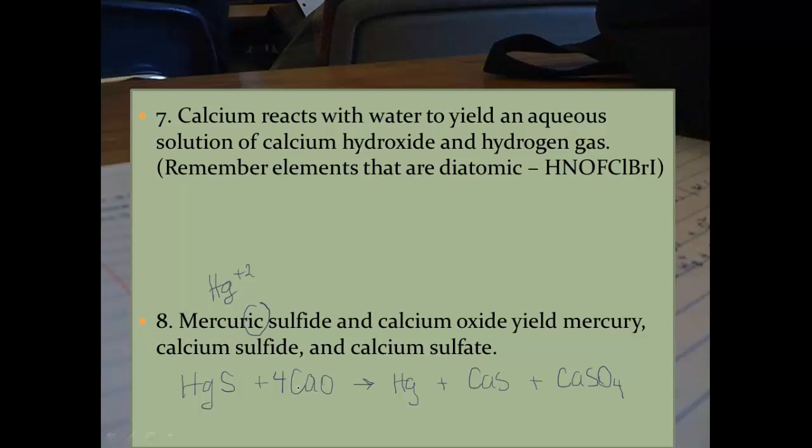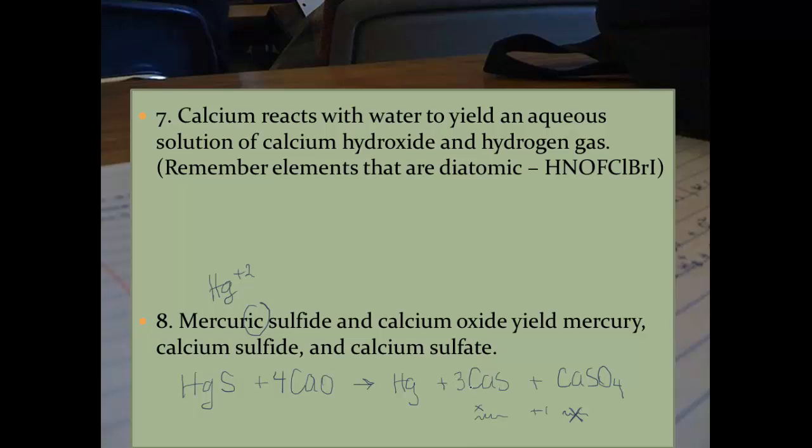So I need 4 calciums on the other side. Calcium shows up in 2 places, right here and right here. I really don't want to mess with this one in the calcium sulfate because that would also, again, mess up my oxygen. So what do I need to put here? How many calciums do I need here to add with this one to equal the 4 on the other side? So I need to put a 3 right here in front of the calcium sulfide.